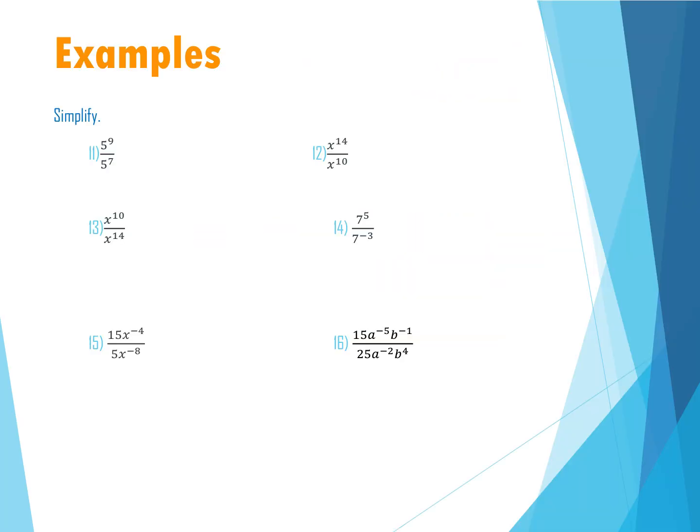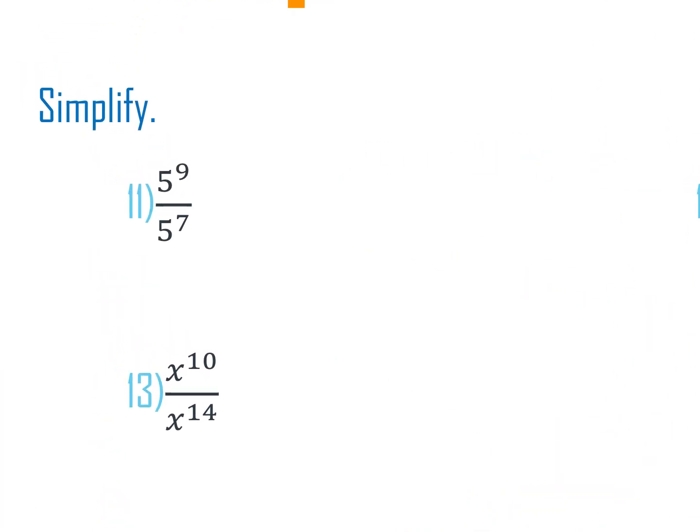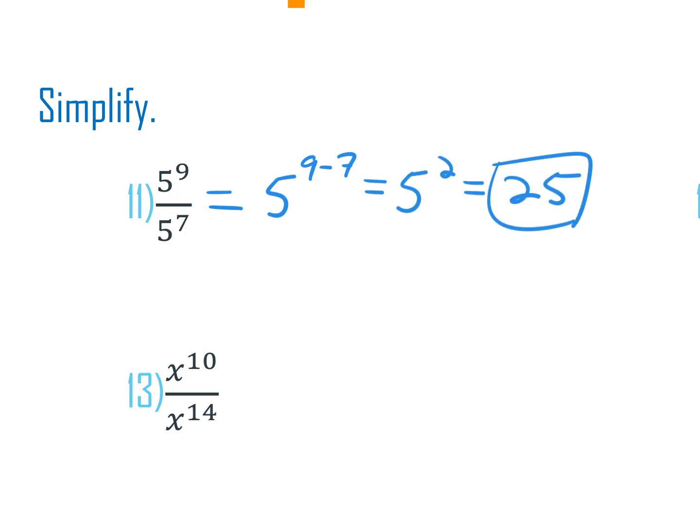All right, we'll do a bunch more over here. This one, we're just applying the same rules as before. So I have 5 to the power of 9 over 5 to the power of 7. What can we do here? Okay, subtract the exponents. This is going to become 5 to the 9 minus 7. So what? 5 to the power of 2, so 25. Nice.